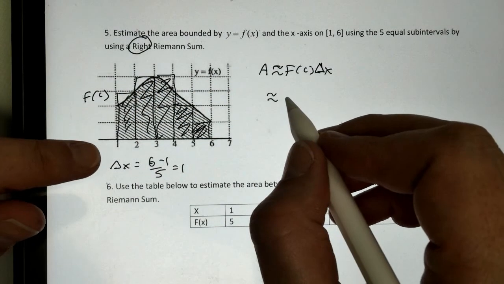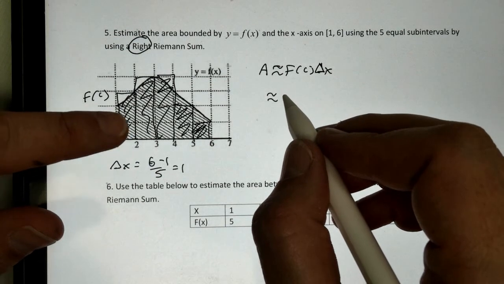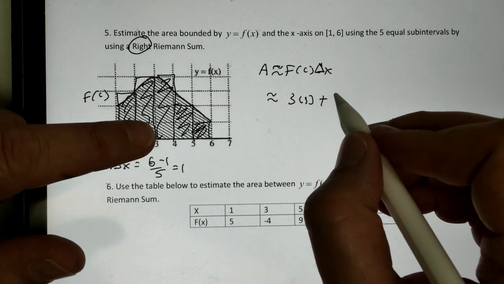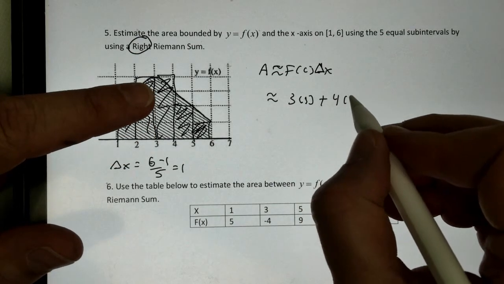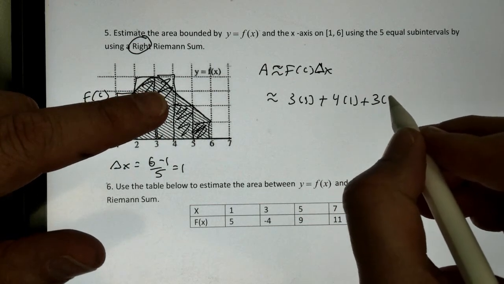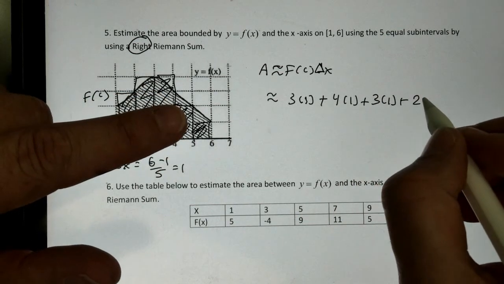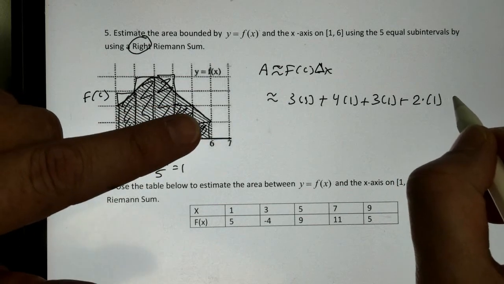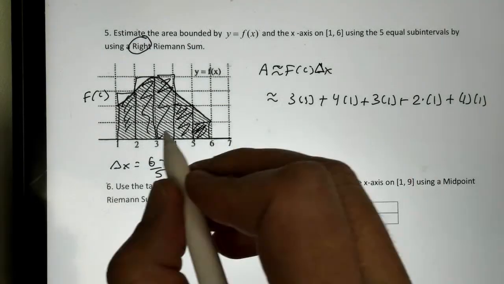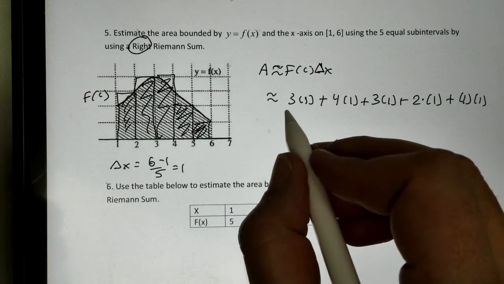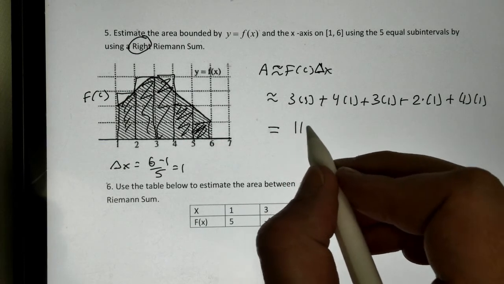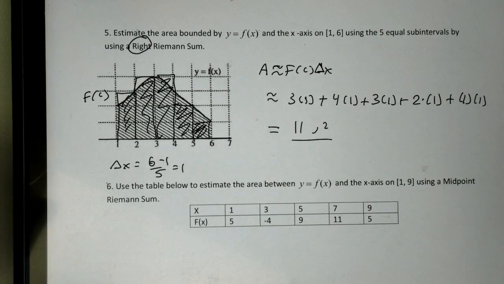So finding the height at 2, it was 1, 2, 3. My delta x is 1. Plus the height at 3 was 1, 2, 3, 4 times 1. 4, 1, 2, 3 times 1. 2 times 1. And then, of course, 1 times 1. I just look at each rectangle there. And I can add them all up if I wanted to. 7, 10, 12, 11 units squared if you want them in terms of units.